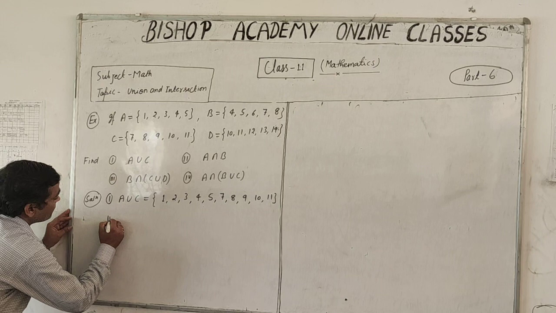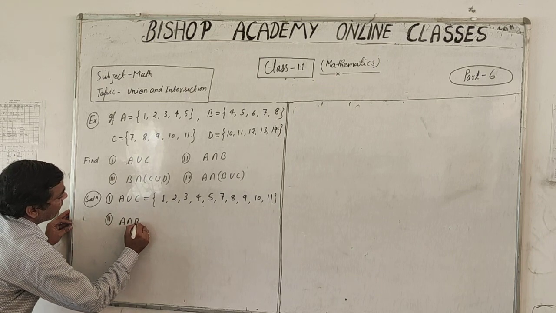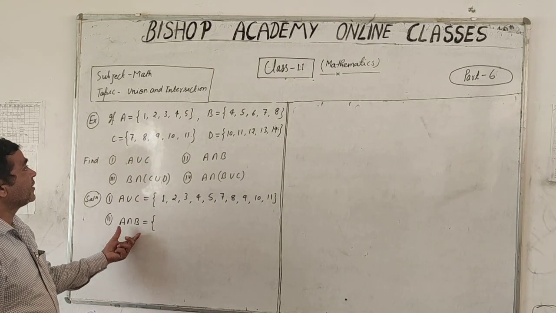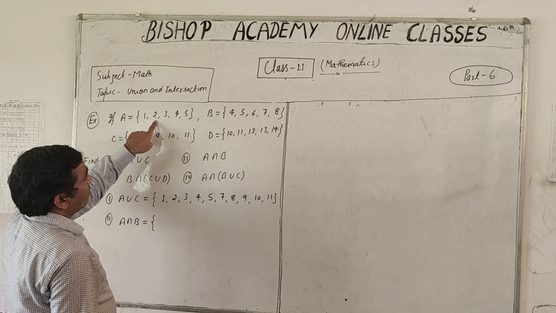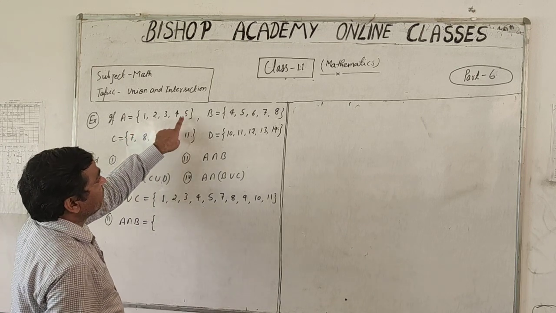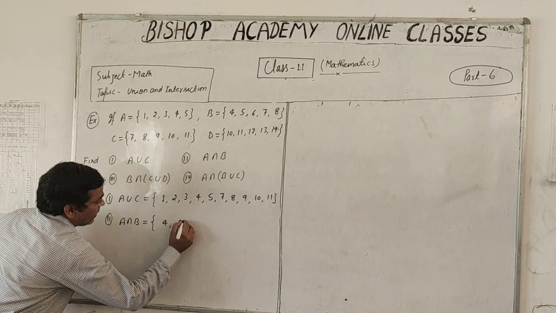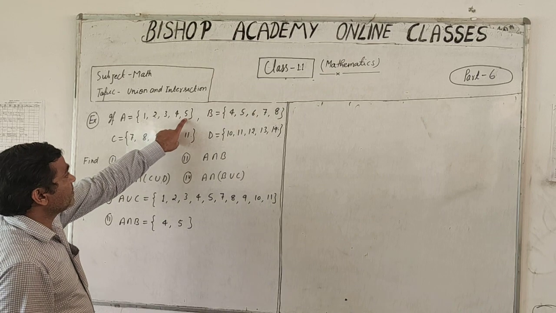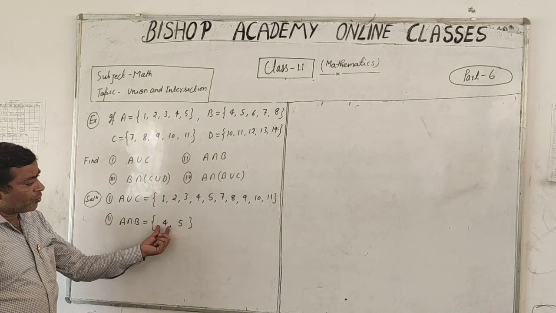Second, A intersection B. The common elements of A and B are 4 and 5. Then A intersection B equals 4 and 5.